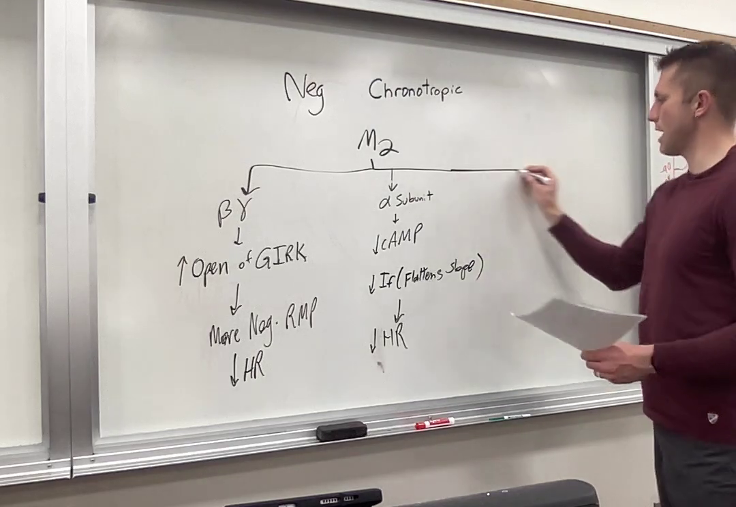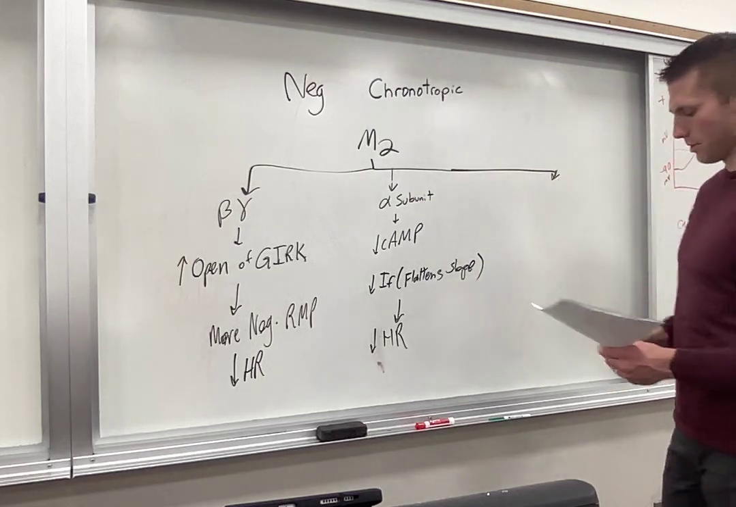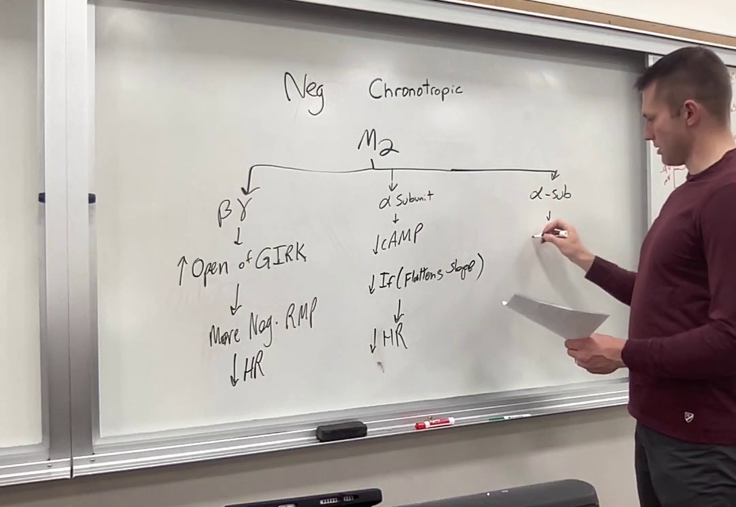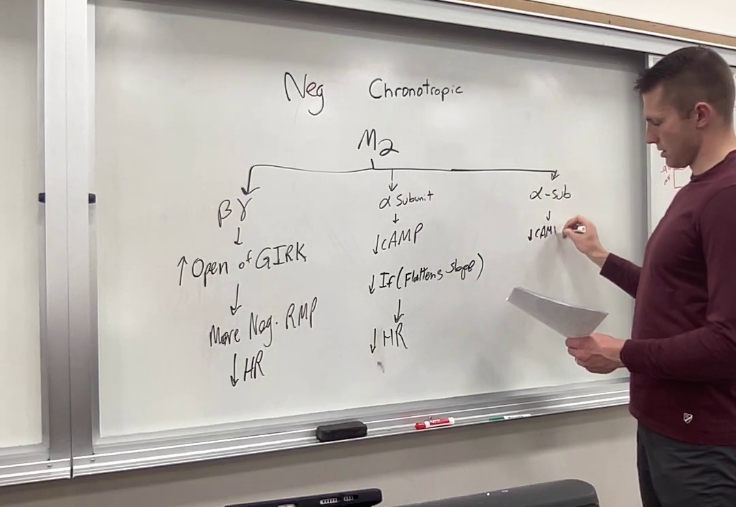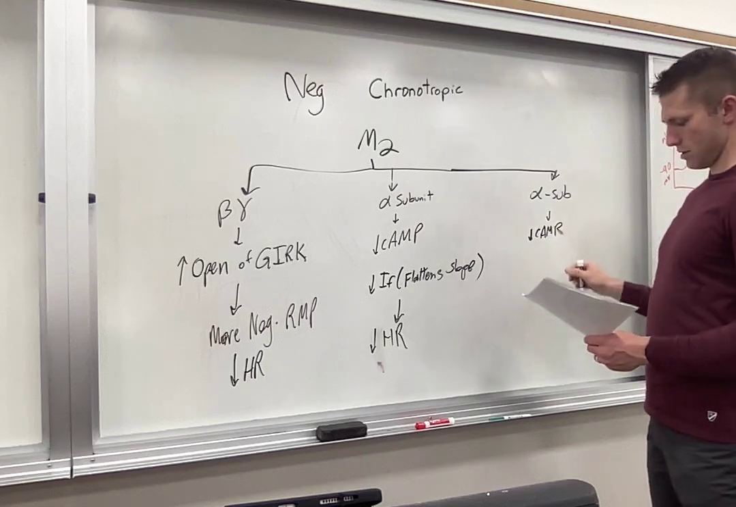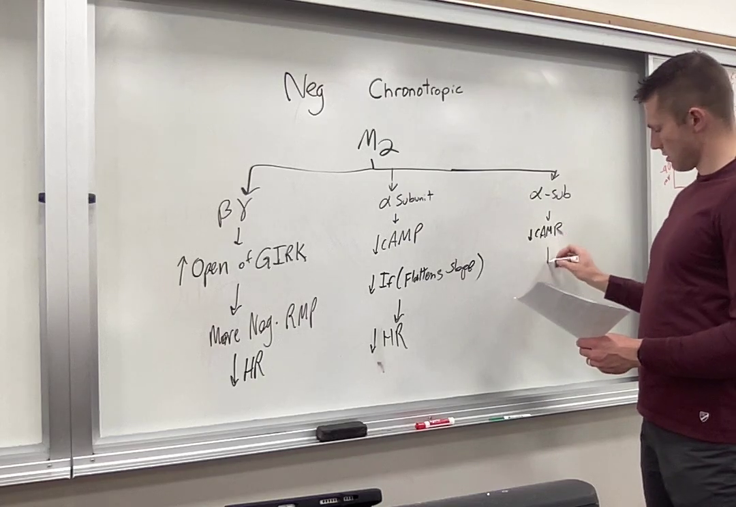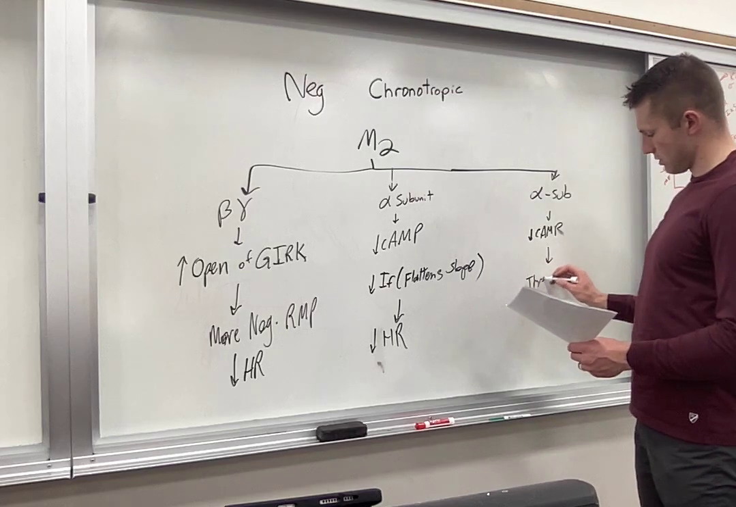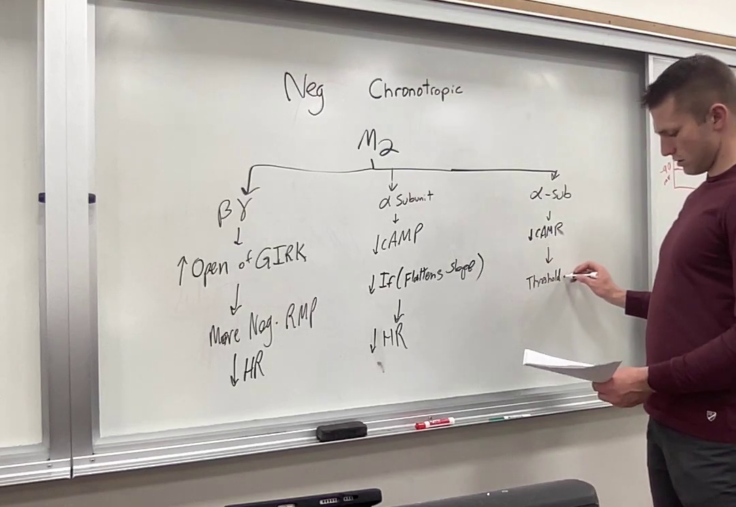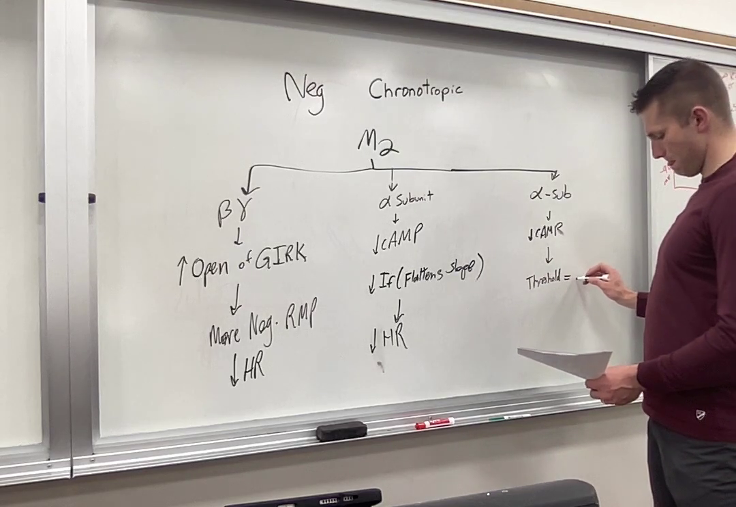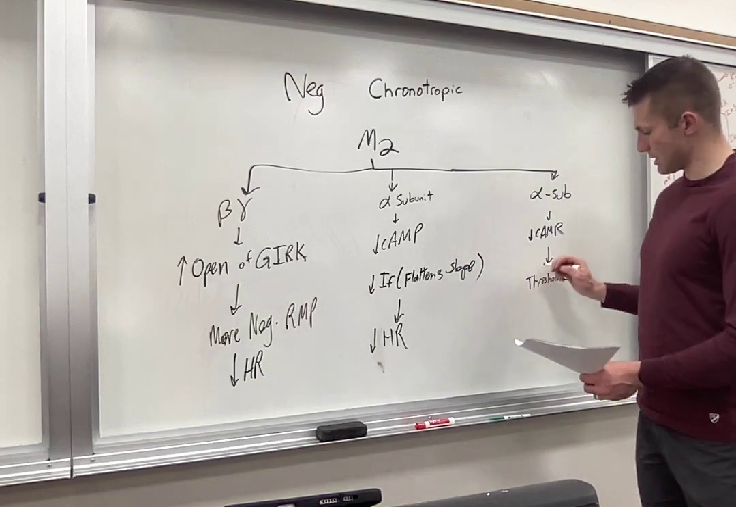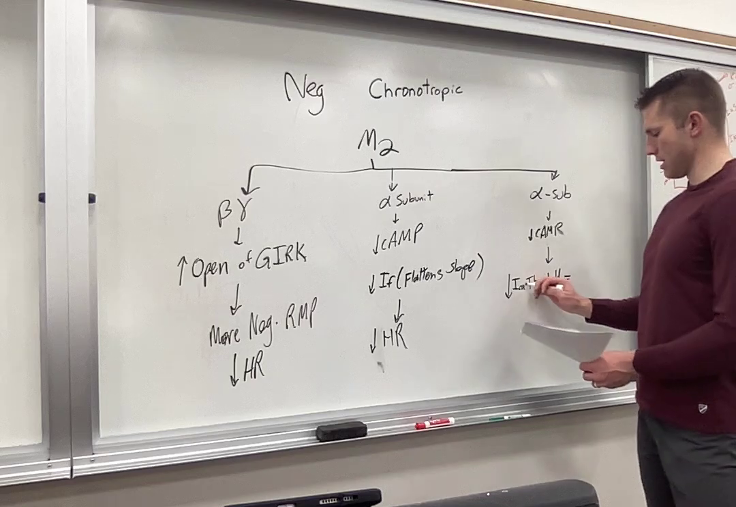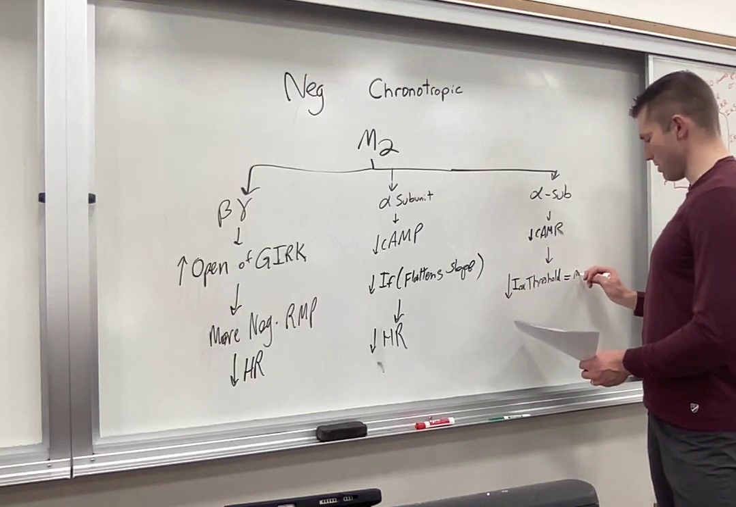All right, last column. Bear with me, we're doing okay. Alpha subunit, we know that it decreases cyclic AMP. This causes a decrease in the flow of calcium. That causes the threshold to be more positive.